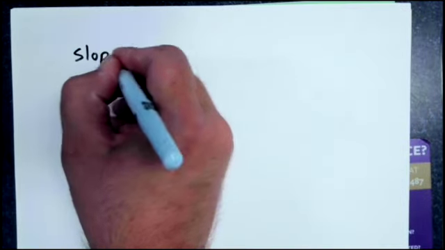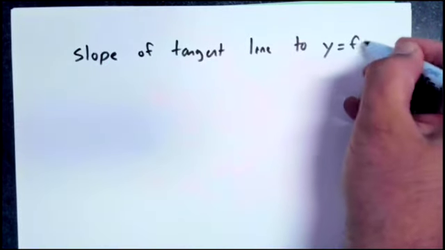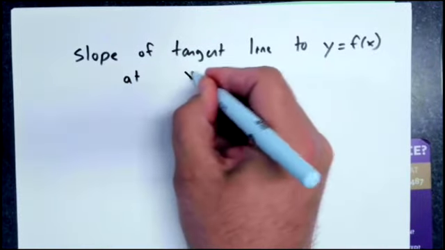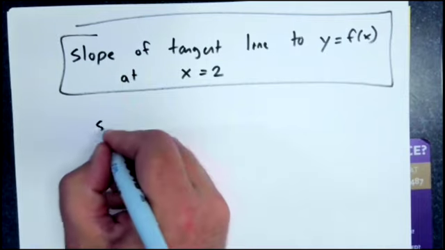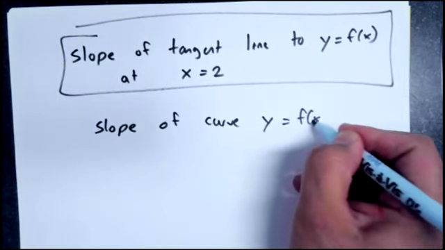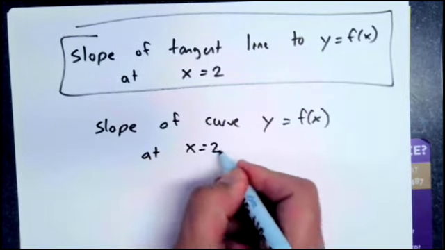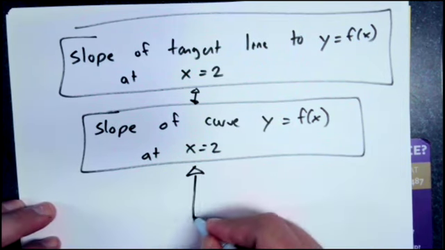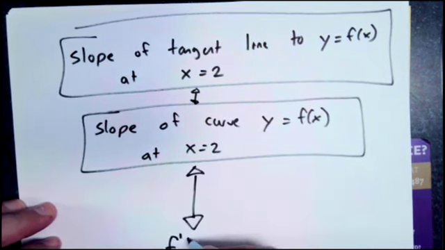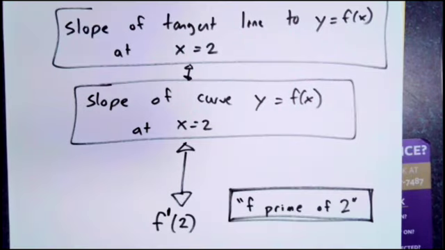The slope of the tangent line to y equals f of x at x equals 2 is the same thing as the slope of the curve y equals f of x at x equals 2. These are the same thing. It gets really, really annoying to write that over and over and over again. So we have some notation. We use the notation f prime of 2. So whenever you see any of these things, it means each of the others.